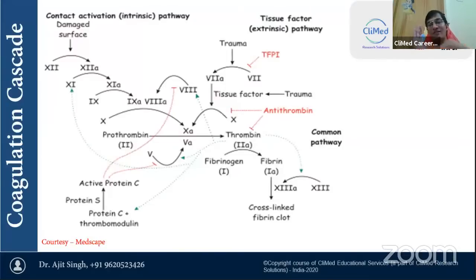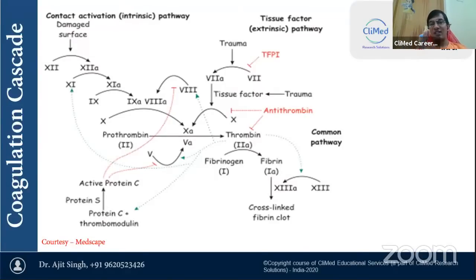So 12 is activated by collagen. Now 12 will be activated into the active form 12A. This 12A will activate 11 into 11A. Correct? So 11A is nothing but the activated form. Now this activated form will convert 9 into 9A. Then this 9A will convert 10 into 10A. Got it? 12, 11, 9, 10. Done.